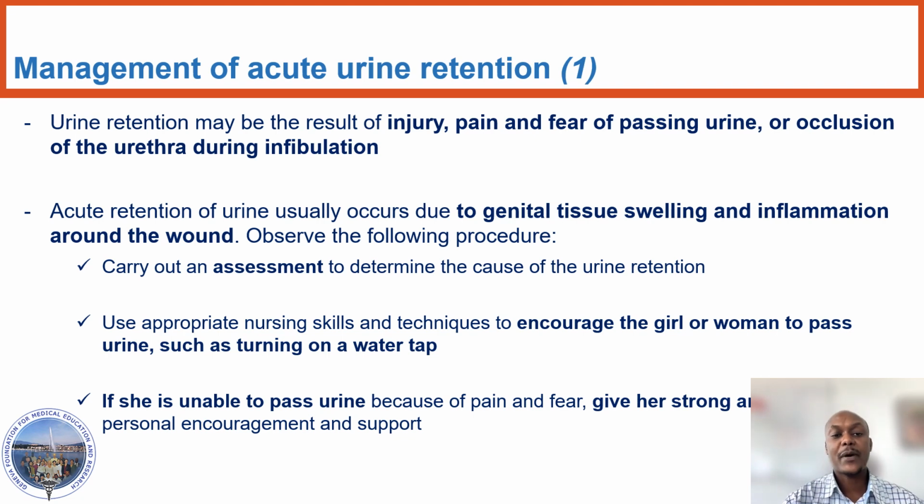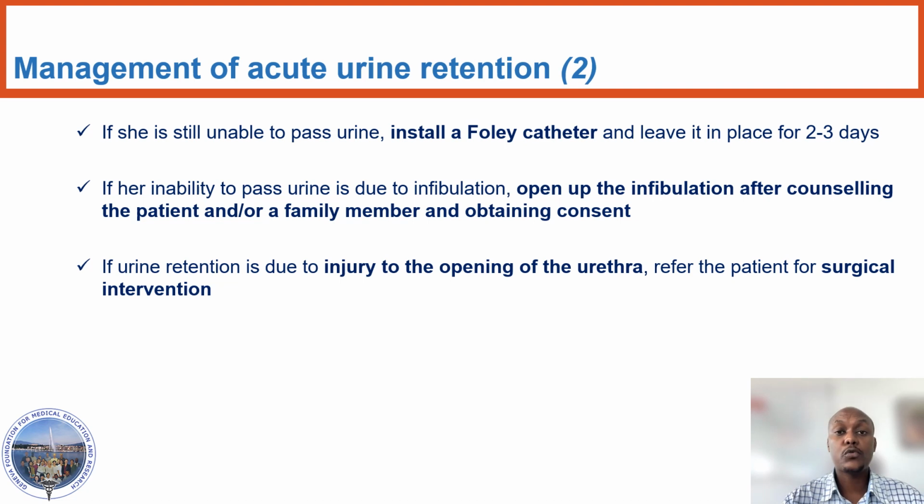If she's still unable to pass urine because of pain or fear, you'll then give her a strong analgesic with personal encouragement and support. If the woman is still unable to pass urine, you will install a Foley's catheter and leave it in place for 2 to 3 days. If her inability to pass urine is as a result of infibulation, you can open up the infibulation after counseling the patient and or their family member and obtaining their consent in a process called de-infibulation.